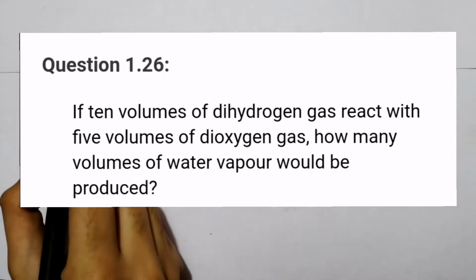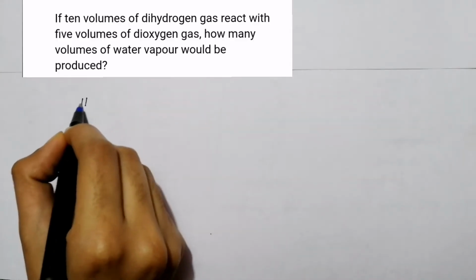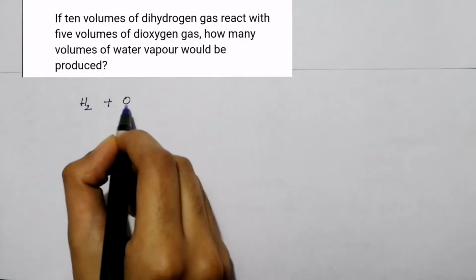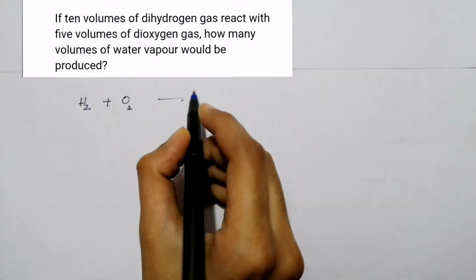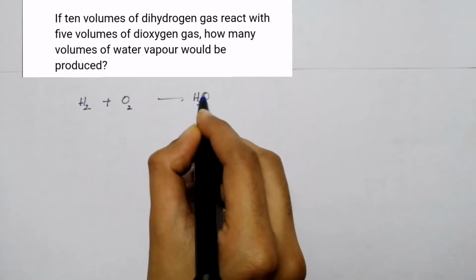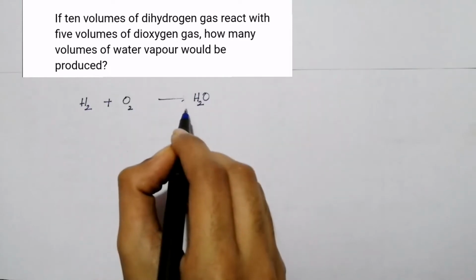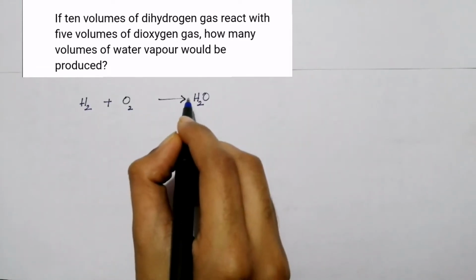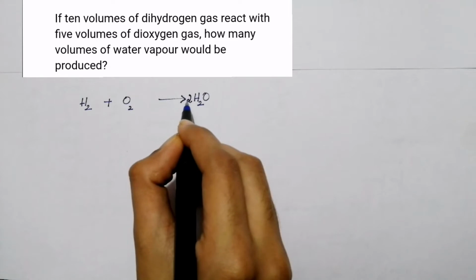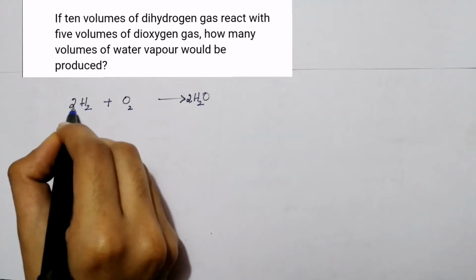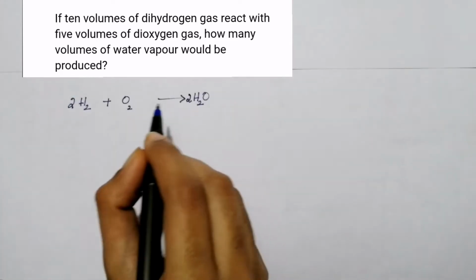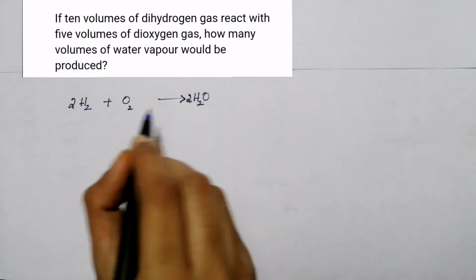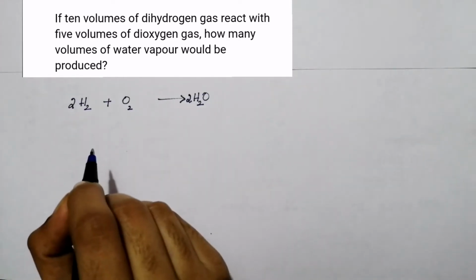So let us see the equation. We know that dihydrogen plus dioxygen is giving us water vapor. Now let us balance this chemical equation. To balance this chemical equation, let us put a 2 over here and similarly a 2 over here. So there are equal atoms in both reactants and products. So this is the balanced chemical equation.